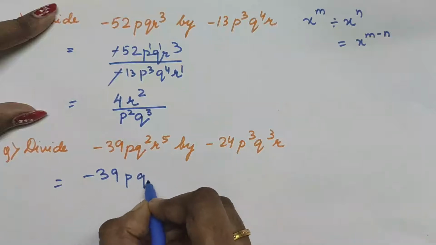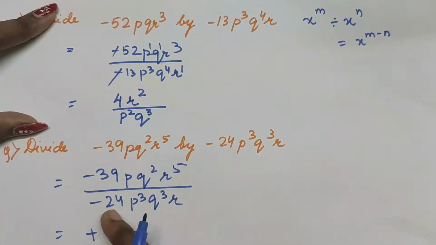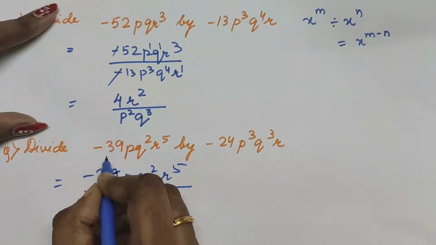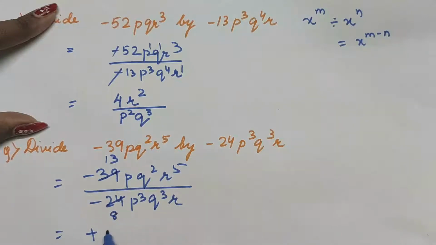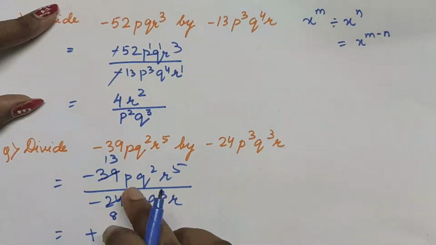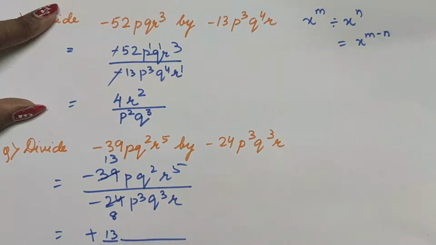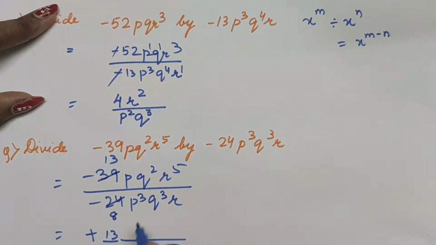Write the terms now, minus and minus again plus. 24 by 39. Now you can divide this with 3. You'll get 13 by 8. So 13 by 8. I cannot divide it more, so I'm leaving it as it is. Now p, you see in which part, in the numerator or denominator is p more. So it's more in the denominator. So I do 3 minus 1.